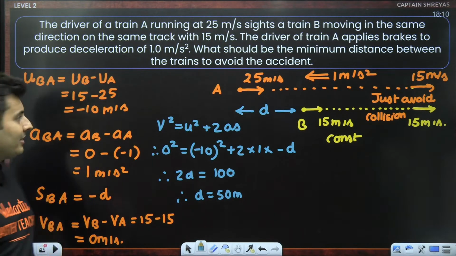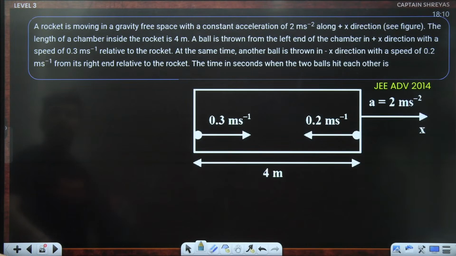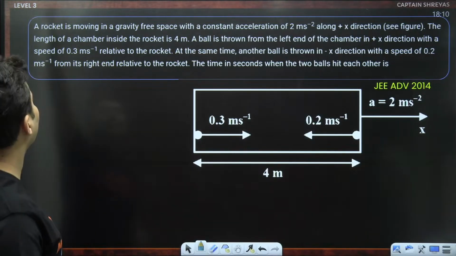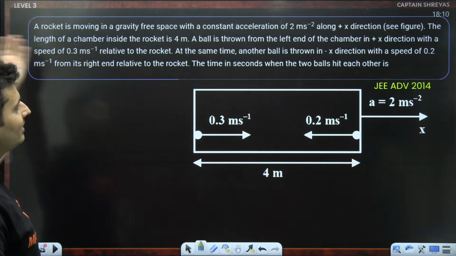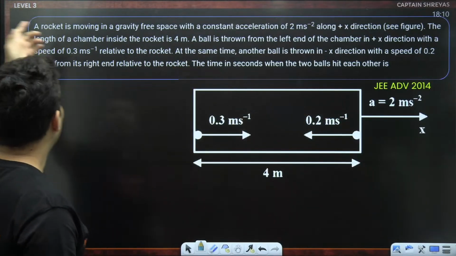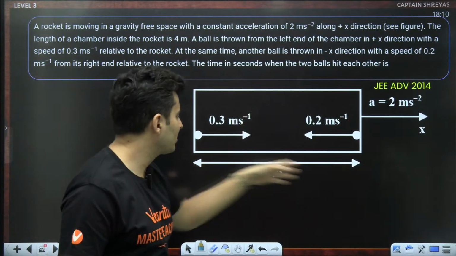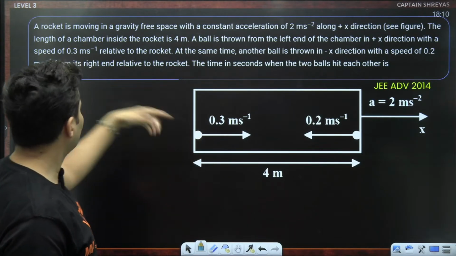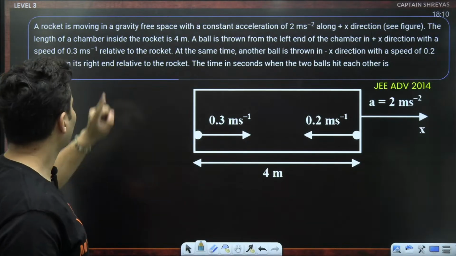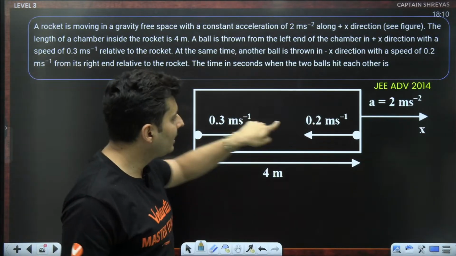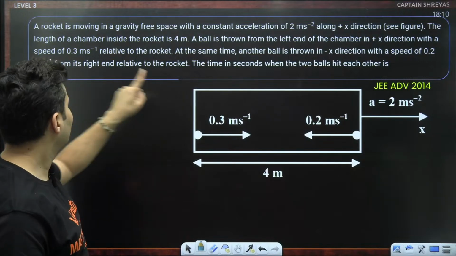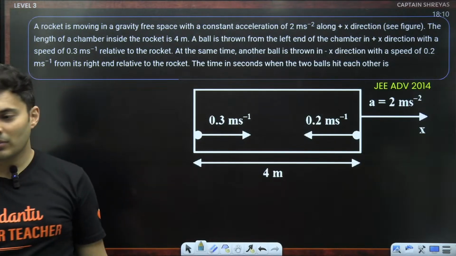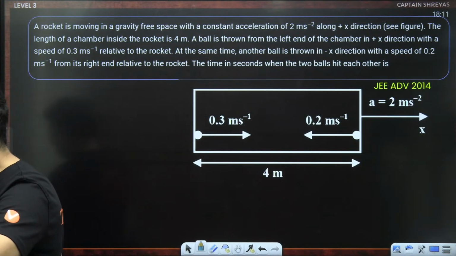Okay. Let's go to another question. Another killer question. Wow, JEE Advanced question, guys. And what does it say? There is a rocket moving in gravity-free space with a constant acceleration. And the length of the chamber of that rocket is 4 meters. There is a ball thrown from the left side in the positive direction with 0.3 speed. Another ball thrown in the negative direction with 0.2 speed. Find the time in seconds when the balls hit each other.